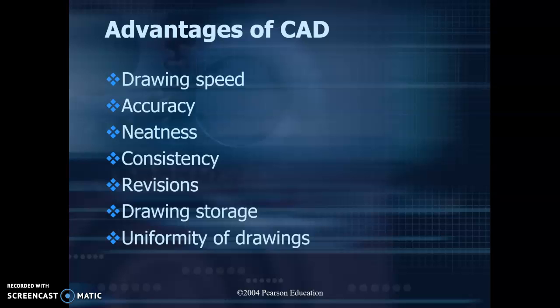So as I was saying earlier, I don't think you can really make an argument in favor of manual drafting other than nostalgia. AutoCAD is faster, it's more accurate, it's neater, you can be more consistent, it's so much easier to make changes or revisions. Drawing storage, you can store an almost unlimited number of drawings to the cloud or in a small flash drive that fits in your pocket versus warehouses that would be needed to store the same number of hand-drawn drawings.